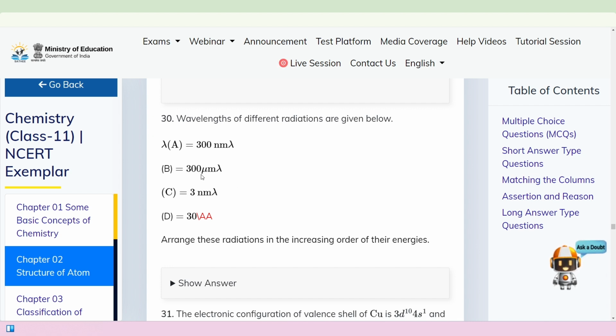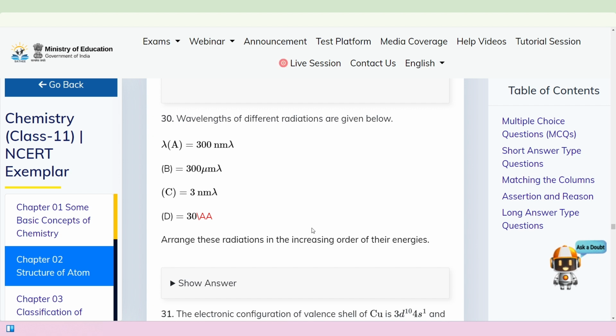This is 300 micrometer angstrom. This is nanometer angstrom. So micrometer is greater than nanometer, so nanometer is greater. Now this nanometer is even smaller because it's 3 nanometer, and this is angstrom. Sorry for the misprint. So 30 angstrom is even smaller than this.